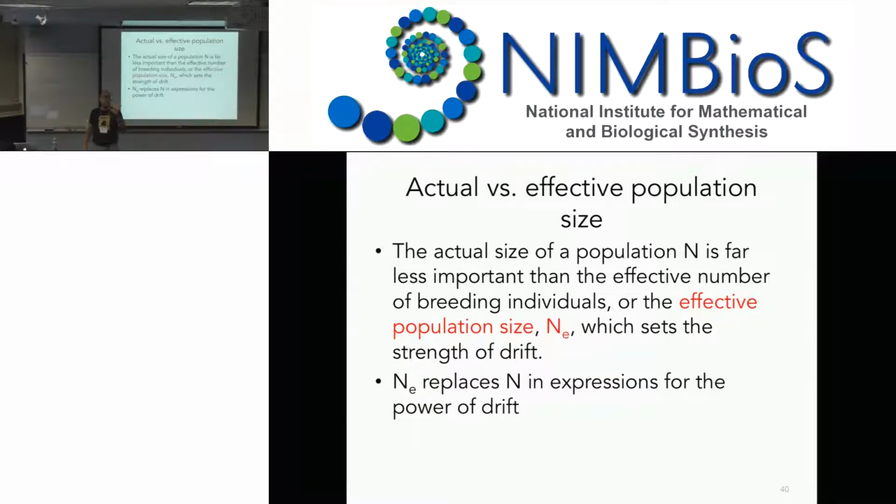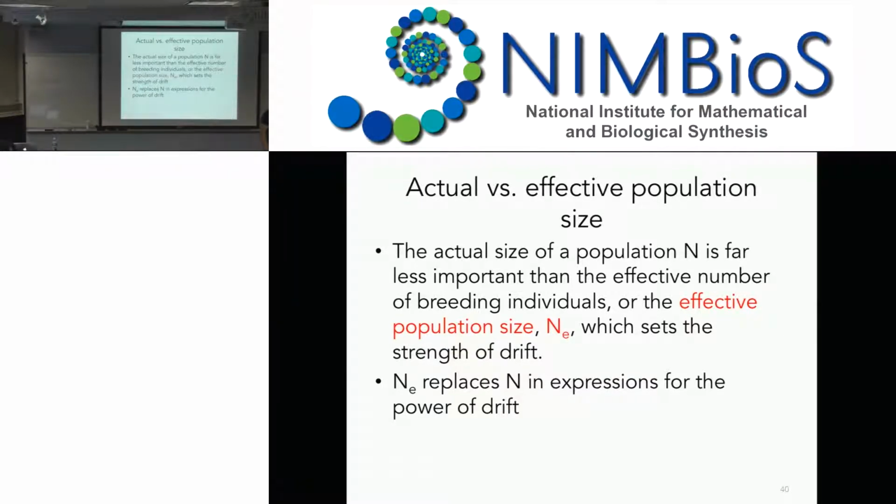Let me ask a question. You don't have to raise your hands if you don't want to, but how many of you have children? So if you look at this group of 50 people, the number of breeding individuals is, let's say, 10. So right away, the genetic size of this population is less than the census size. And that's a very, very common feature.